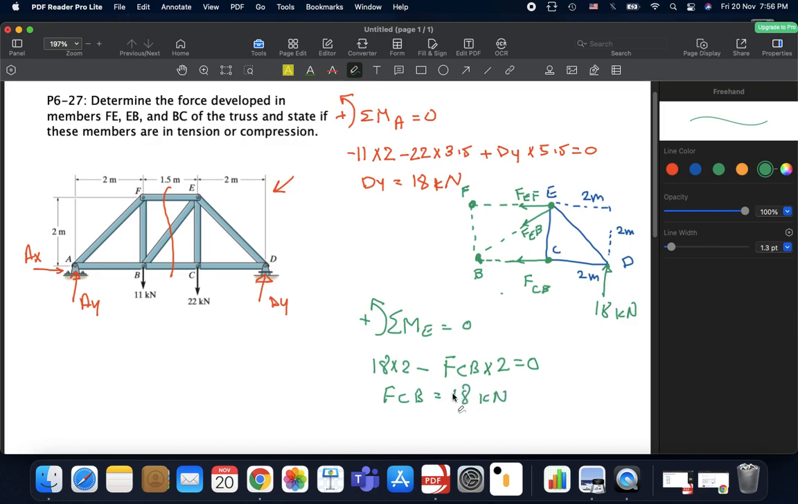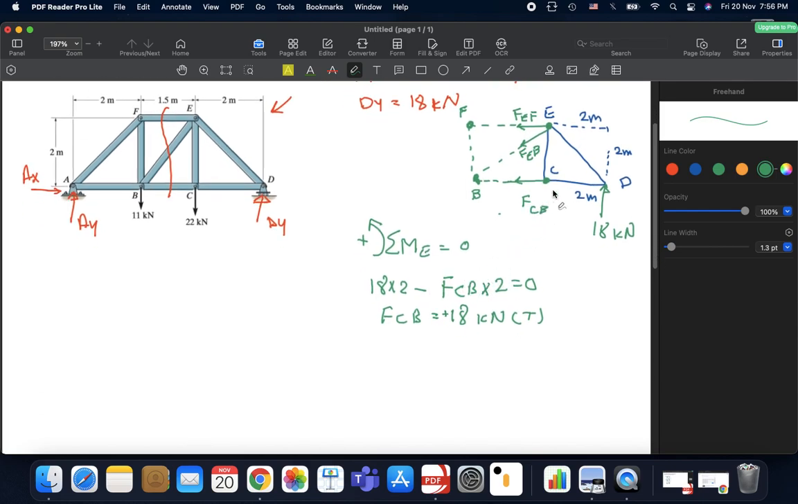Now, since the sign is positive, then the force is tension. That means that the direction that we assumed for the force leaving the joint is right. It was correct. So it's also leaving the member. That means our member is under tensile forces.